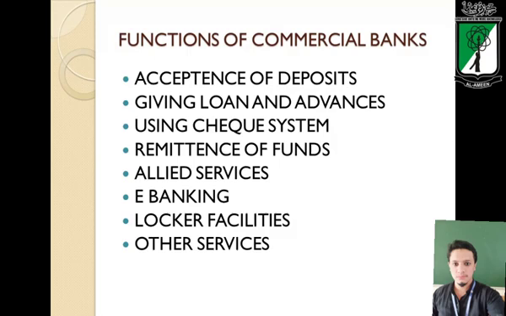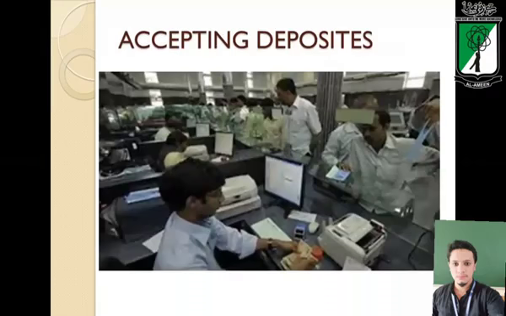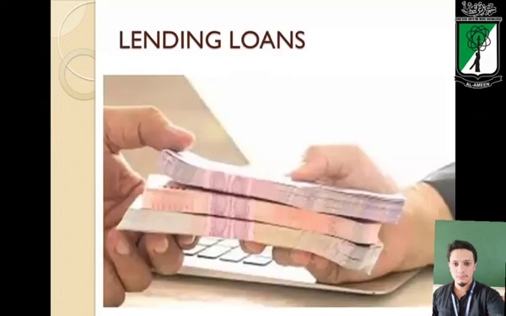These are the important functions. The first is acceptance of deposits. The second is giving loans and advances. You can see in this picture the bank clerks or the bank's account managers receiving the deposits, and the public depositing money in the banks. The second is lending loans. This is the second point, where the banks give loans to the investors.